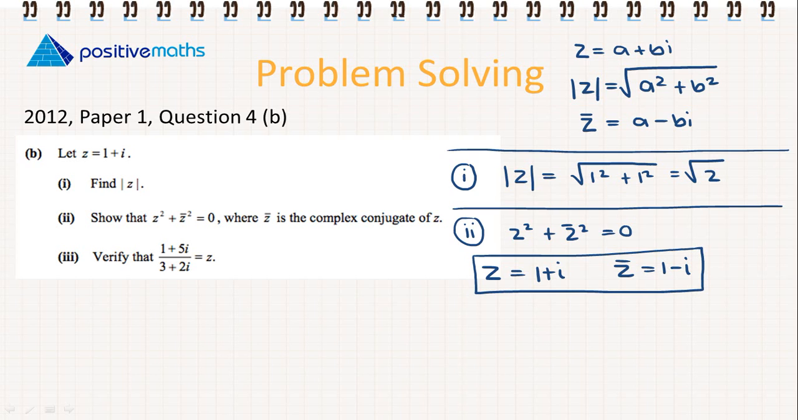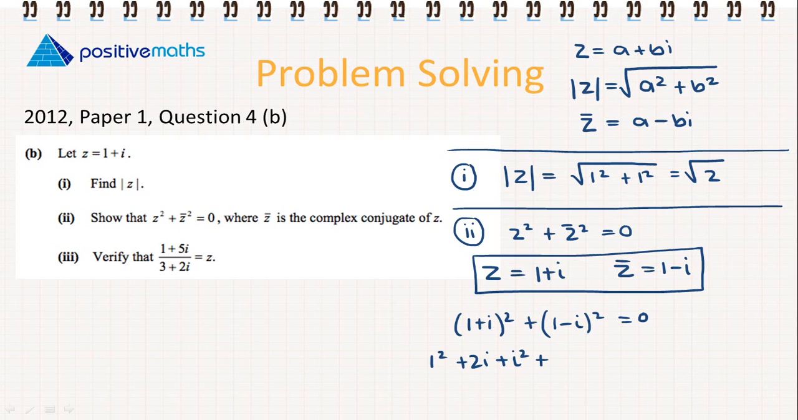So z squared is going to be (1 plus i) squared. And then the conjugate squared is going to be (1 minus i) squared. We have to show that this is equal to 0. So if we square the first brackets, we're going to get 1 squared plus 2i plus i squared. So we square the first term, twice the product of the two terms, and square the last term. Otherwise, you can write out the two brackets and multiply them out. You'll still get the same answer.